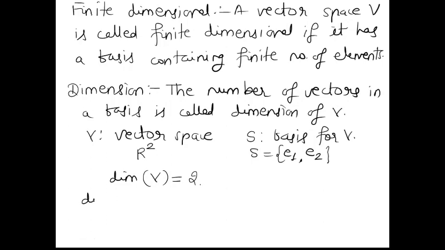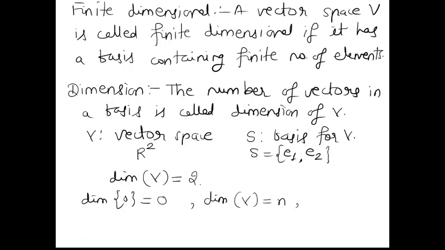Now, what is the dimension of the vector space 0? The vector space 0 has no basis, the basis contains 0 elements. So that's why it's 0. Whereas the dimension of V is always n if it is n dimensional, that is R raised to n. A vector space that has no finite basis is called infinite dimensional.